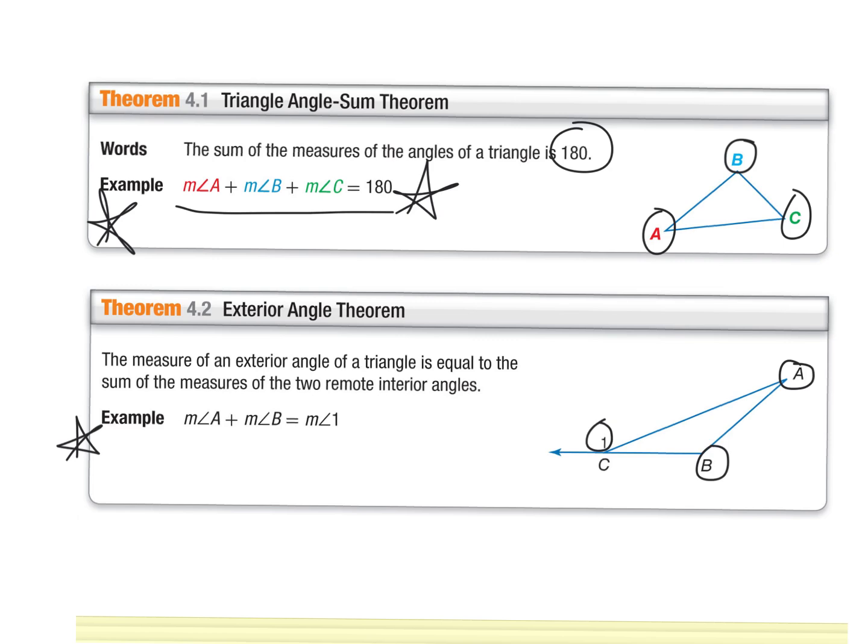Okay, any questions with these theorems before I move on? Makes sense. What's the circumference? We haven't got there yet. That's circles. Are we gonna do that?